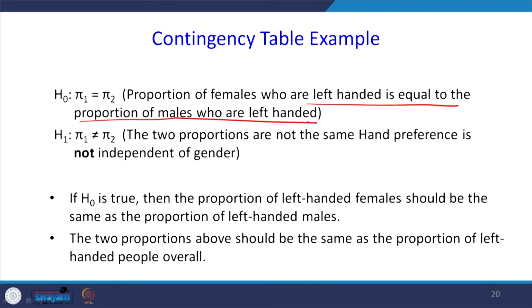The null hypothesis: the proportion of females who are left handed is equal to the proportion of males who are left handed. If you accept the null hypothesis, there is no connection between left hand dominance and gender. What is the alternate hypothesis? The two proportions are not the same; hand preference is not independent of gender. If H naught is true, then the proportion of left handed females should be the same as the proportion of left handed males, so there is no dependency. The two proportions should be the same as the proportion of left handed people overall. Instead of left hand as a reference, you can take the right hand also. Both results will be the same.